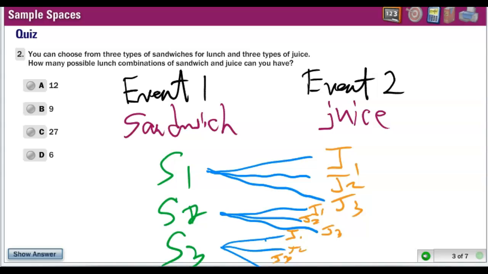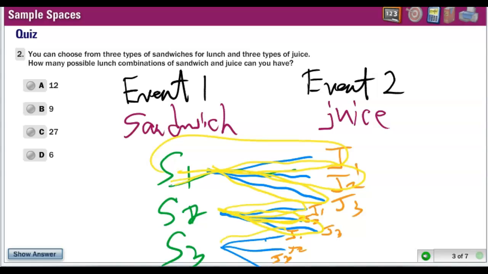When you look at sample space, it's just how many branches do you have? Let me use a different color. Here's one, two, three, four, five, six, seven, eight, nine. So there are 9 possible lunch combinations of sandwich and juice. That's the tree diagram method.